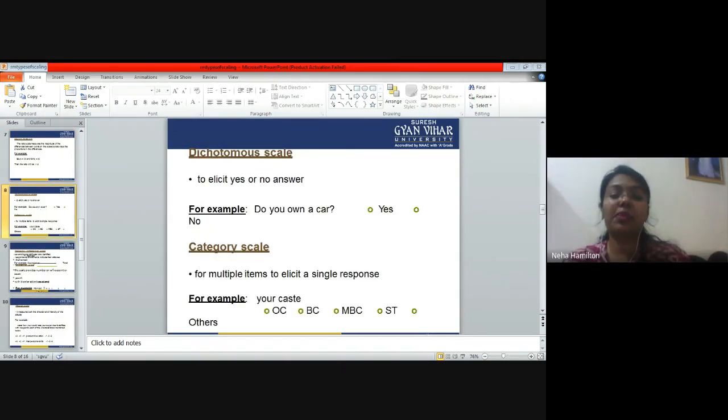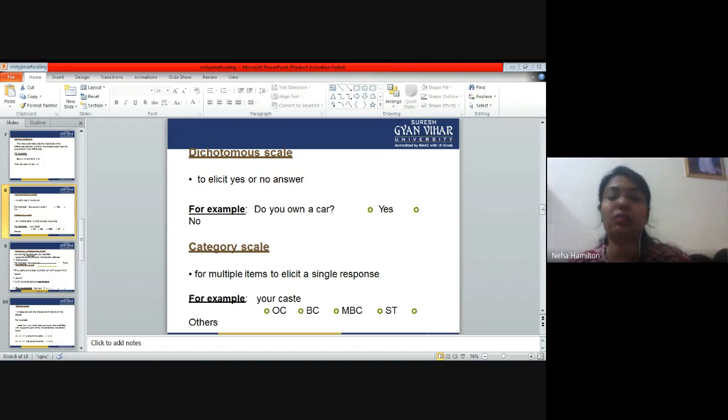Then we have a simple dichotomous scale. Dichotomous means a thing which has two ends. So this scale also has two ends. Do you own a car? Yes or no? Very simple. So this is called a dichotomous scale. If you want to quantify a particular thing, if you want to find out whether it applies to a particular thing or not, you want your answers in yes or no, or high or low, or things like that, you can use a dichotomous scale.